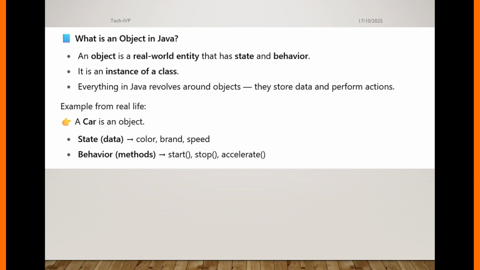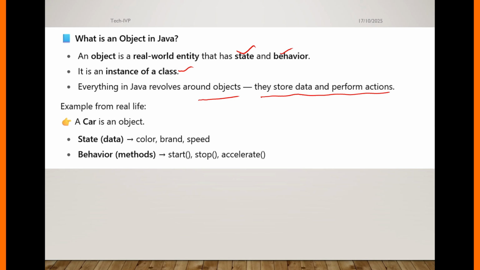So the first thing is, what is an object? An object is a real world entity that has state and behavior. It is an instance of a class. In the last tutorial we already discussed the class. A class is a blueprint. It is just a template and doesn't contain memory. Keep in mind, an object is a real world entity that has state and behavior, and it is an instance of a class. Everything in Java revolves around objects. Objects store data and perform actions.